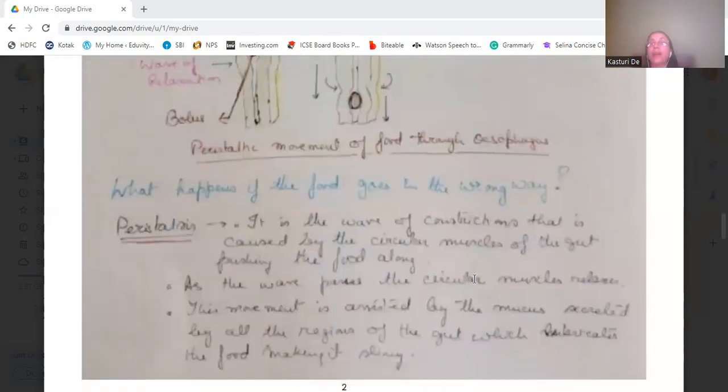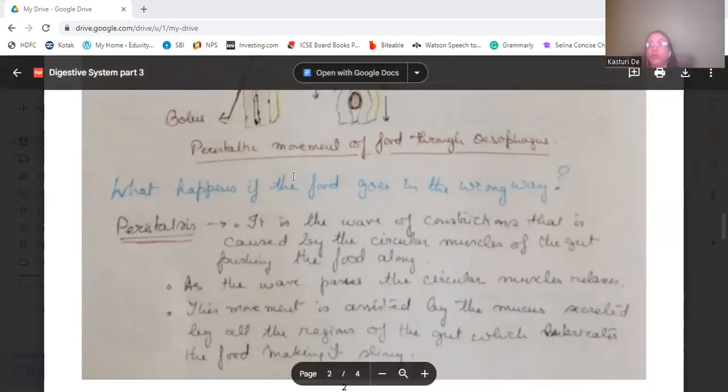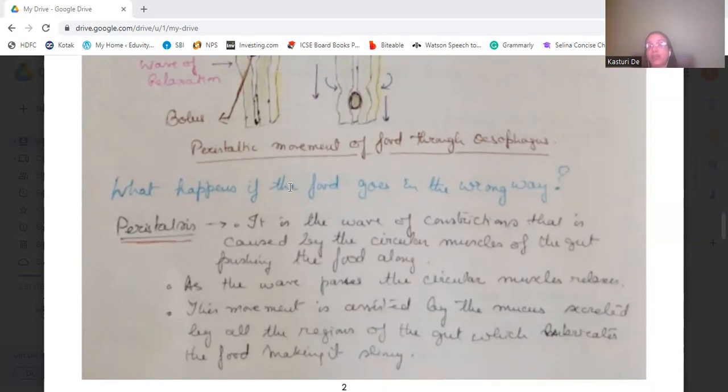Now, what happens if the food goes the wrong way? It should move downward. We know the bolus should move downward. So peristalsis is a wave of constriction caused by the circular muscles of the gut pushing the food along the pipe. As the wave passes, the circular muscles relax. This movement is assisted by mucus secreted by all the regions of the gut, which lubricates the food, making it slide so that it can easily move down the food pipe.